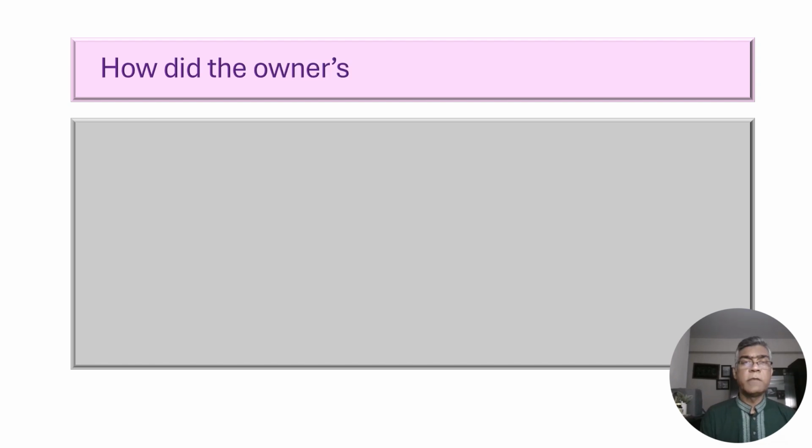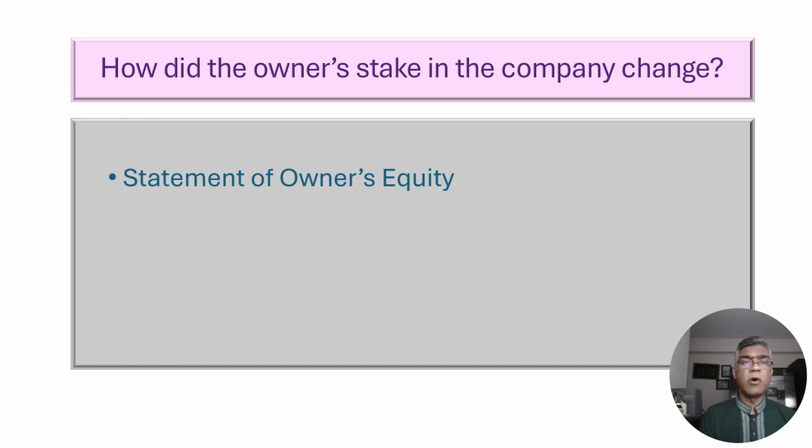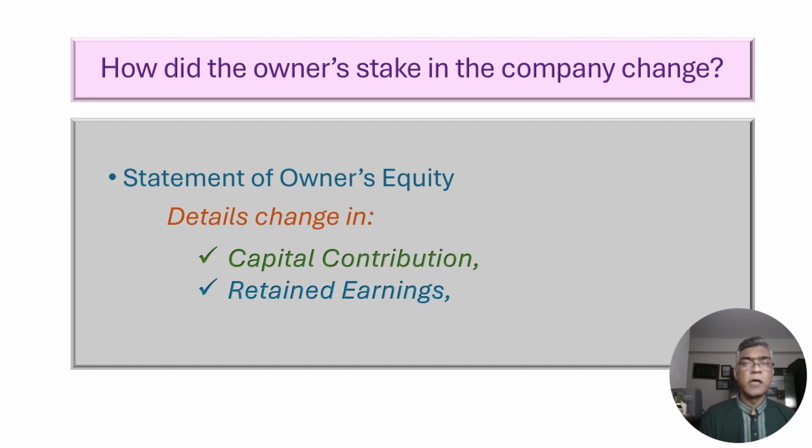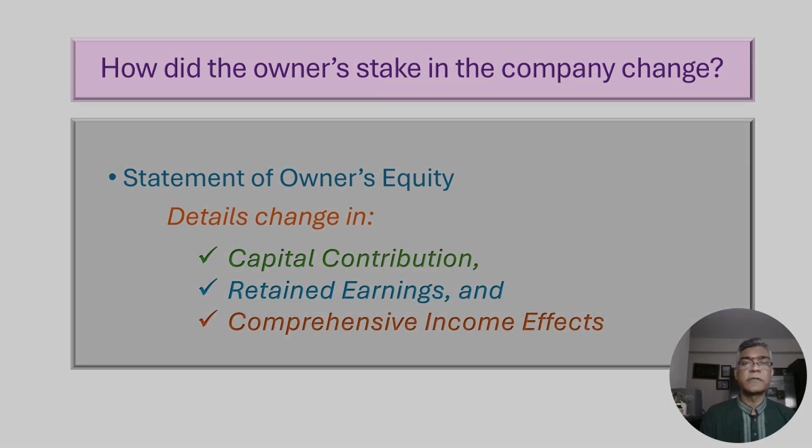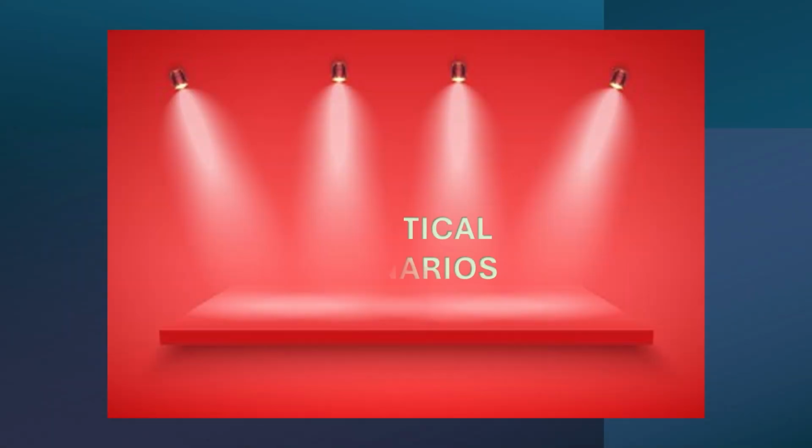The statement of owner's equity explains how the owner's stake changed. It includes capital contributions, retained earnings, and comprehensive income effects. Now that we understand the framework, let's test your understanding. Try solving this question. Focus on how discontinued operations and taxes affect net income.